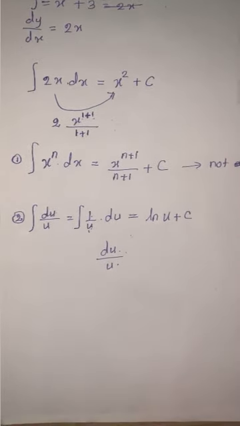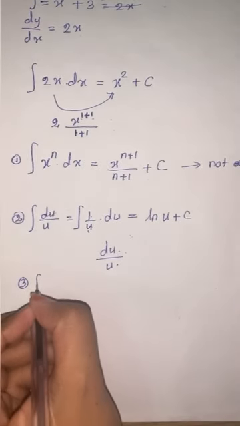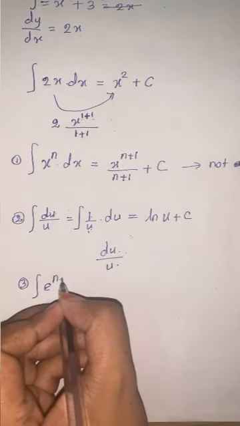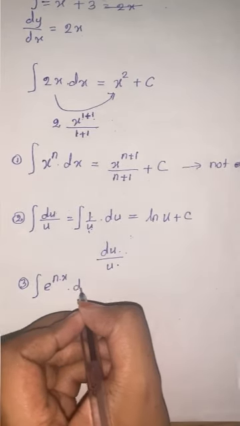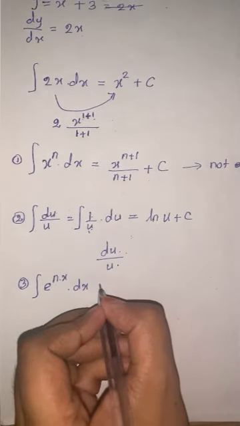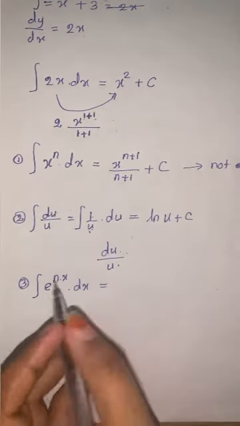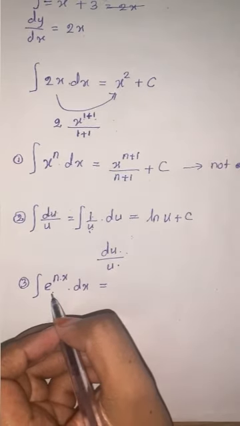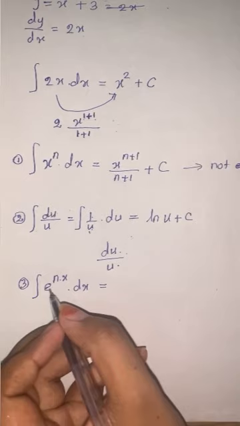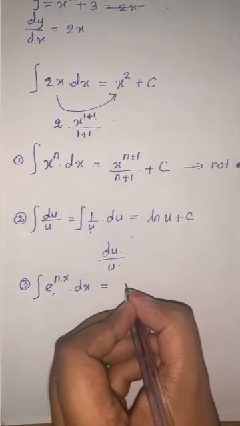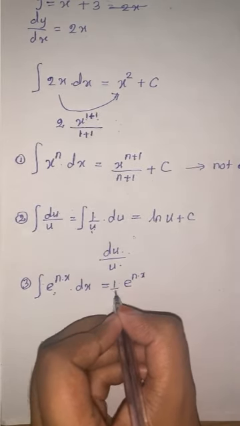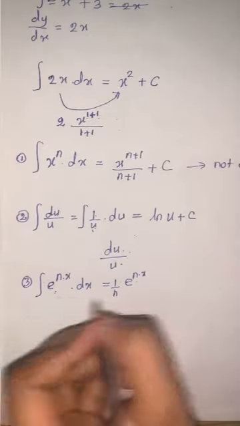Okay, let's see about the last one, exponential functions. So we do the integration of e to the power nx with respect to dx. If we differentiate e to the power nx, there will be n times e to the power nx. So it has to be divided by n, then only we will get the answer.